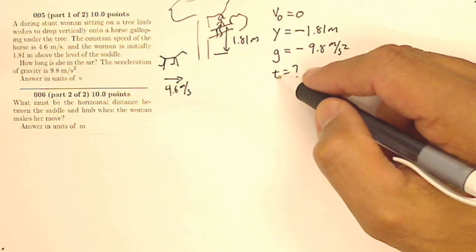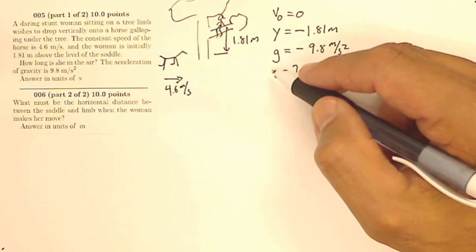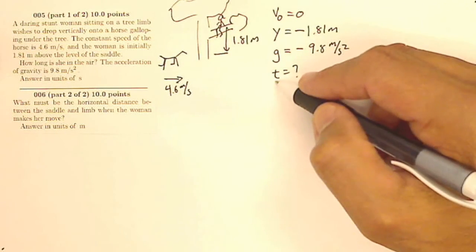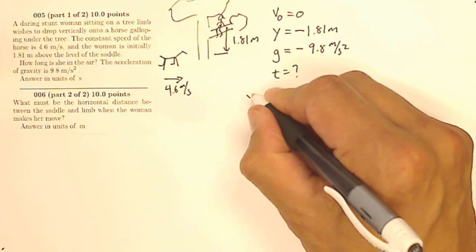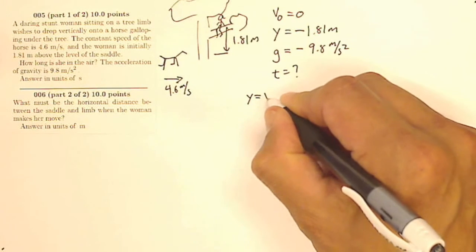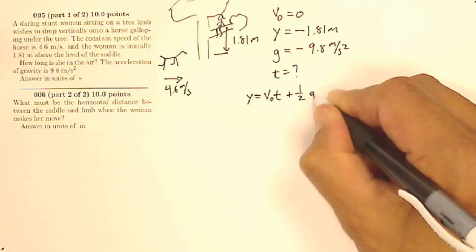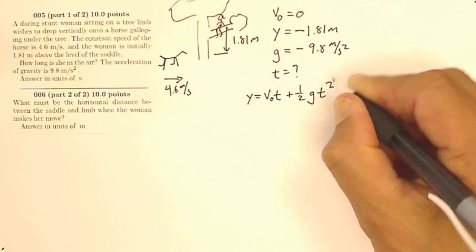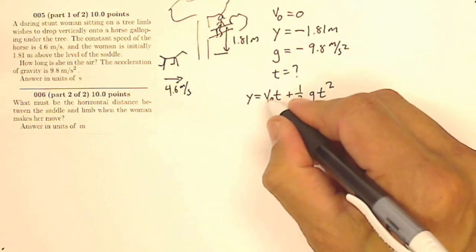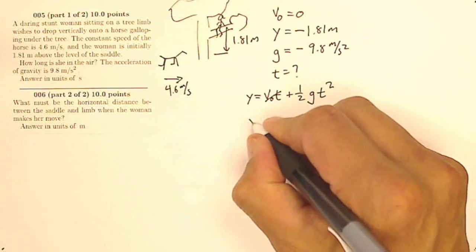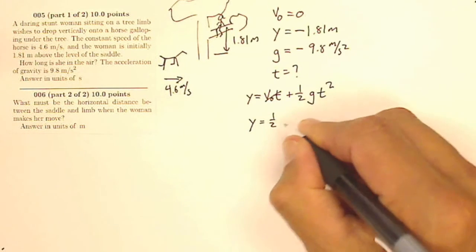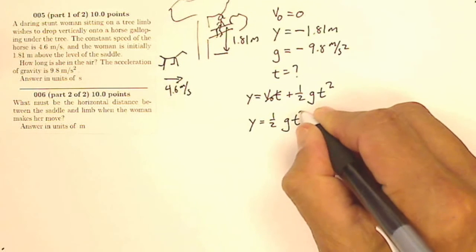What I don't know is my final velocity, so I want to pick the equation without a final velocity. What I get is that my displacement equals my initial velocity times time plus 1/2 my acceleration times time squared. Since my initial velocity is 0, this goes away. So I get y equals 1/2 acceleration times time squared.